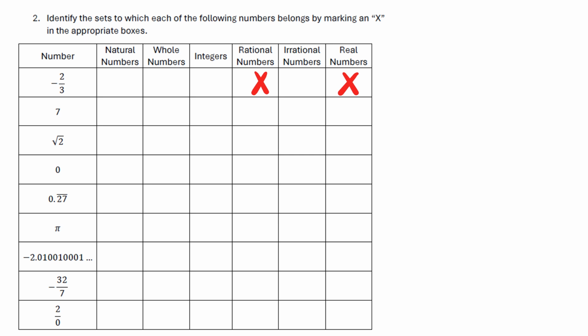For our next example, we have 7. 7 is a natural number. It's one of our counting numbers. So we drop it into the natural number funnel. It goes into the naturals, the whole numbers, the integers, the rationals, and the reals. All right, and so you're going to repeat that process.